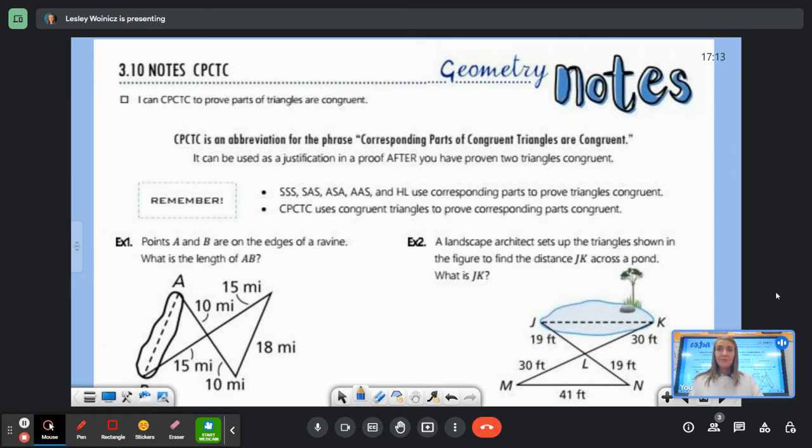All right. It's time for corresponding parts of congruent triangles are congruent. Okay, we already know this. We actually started off our unit with this knowledge. When we said that two triangles were congruent, we named their corresponding parts and we wrote congruent statements. So we're just going to see today how we use that in proof.